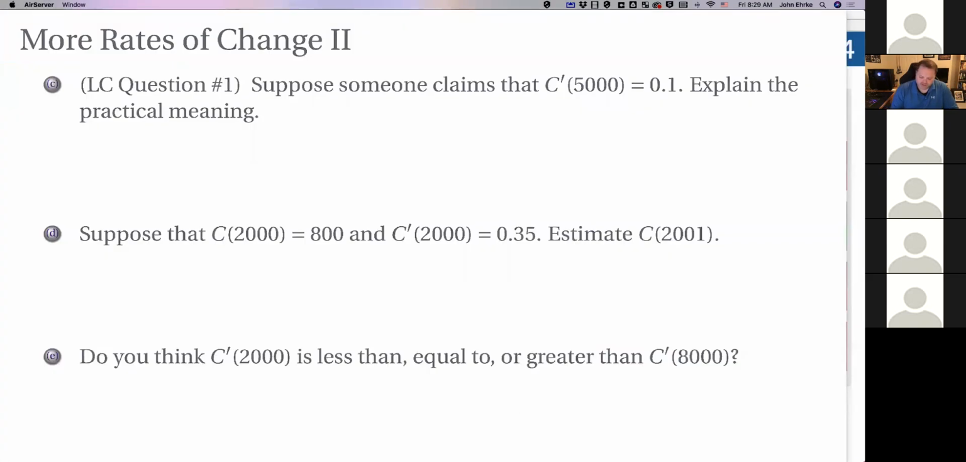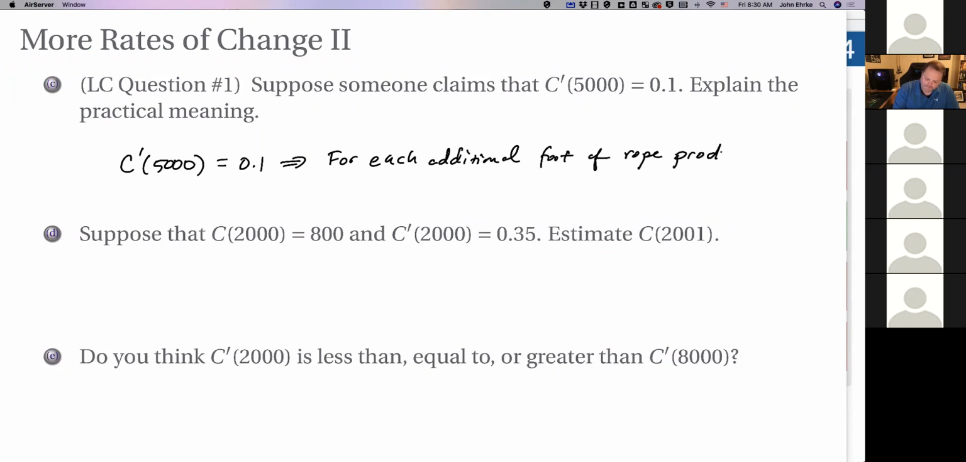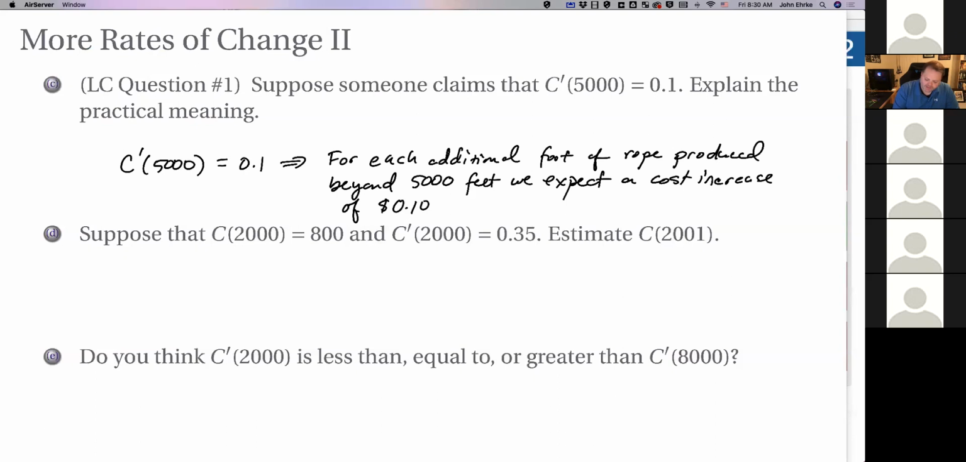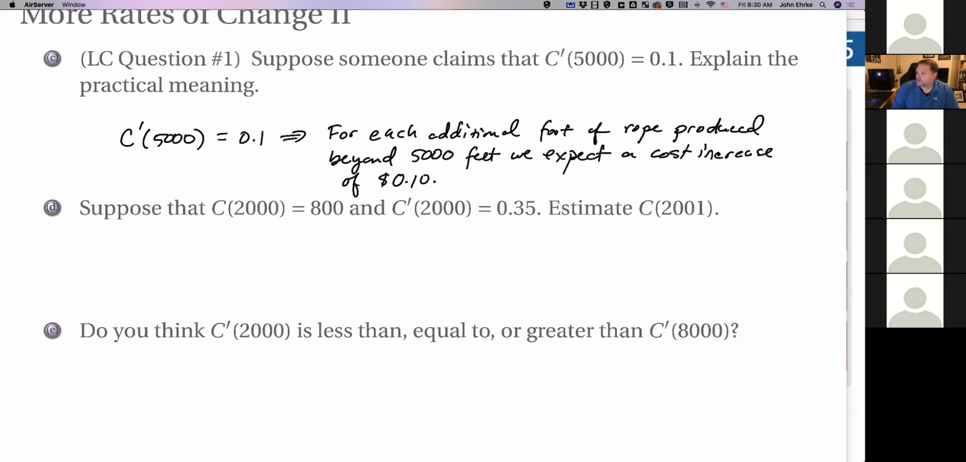So going back to this, the official answer here, I would say, is that C prime of 5,000 equals 0.1, which means that for each additional foot of rope produced beyond 5,000 feet, we expect a cost increase of 10 cents. All right.